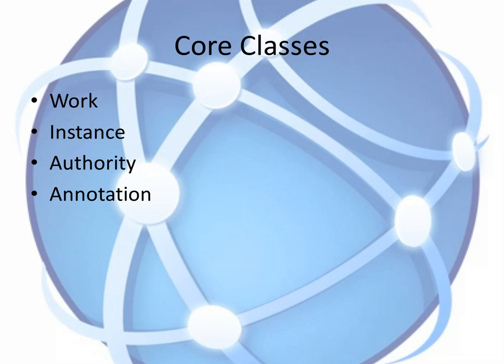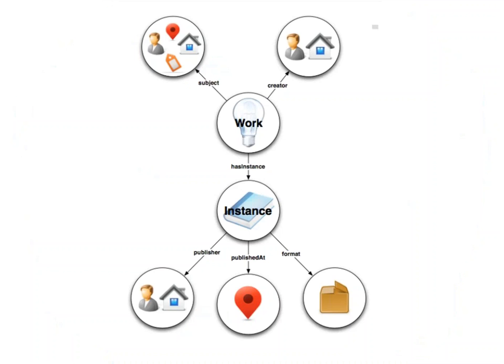The BibFrame model breaks down the information in our catalogs into these core classes called work, instance, authority, and annotation. For those of you who are familiar with RDA and its different entities, this is very similar to some of the entities that are laid out within RDA, and I'll be pointing out those similarities and differences as we go along. Here is one of the diagrams laying out these basic core classes.